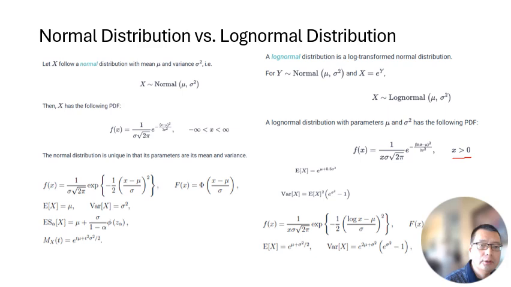Now, from the normal distribution where f(x) is equal to this, we can derive for the log normal distribution that f(x) would be this. You can see the difference is that x will be replaced by log x here, but also you will have x here.